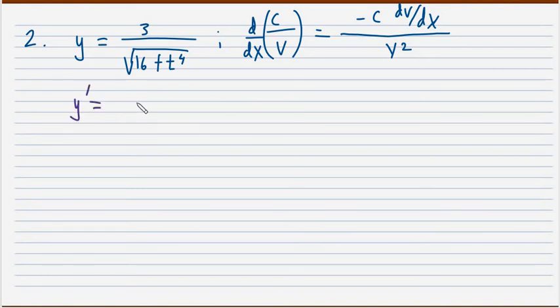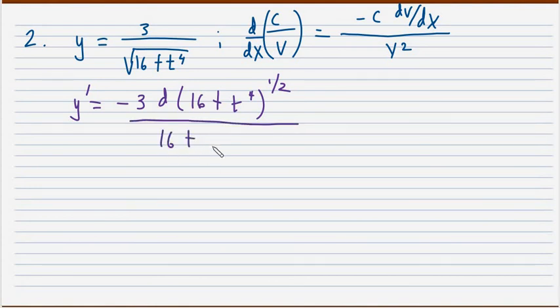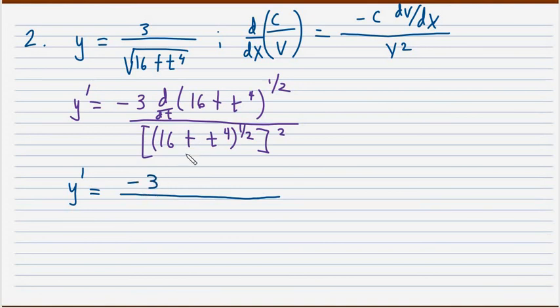We have y prime equals negative 3, because that's negative c, and then the derivative of our v, which is 16 plus t to the fourth raised to 1/2, all over 16 plus t to the fourth raised to 1/2, and then squared. Okay, so this is with respect to t. So y prime will now be negative 3. Now what is the derivative of this one? So we will apply the general power formula. So we have 1/2, then 16 plus t to the fourth, then 1/2 minus 1 is negative 1/2, and then with the general power formula, we have to get the derivative.